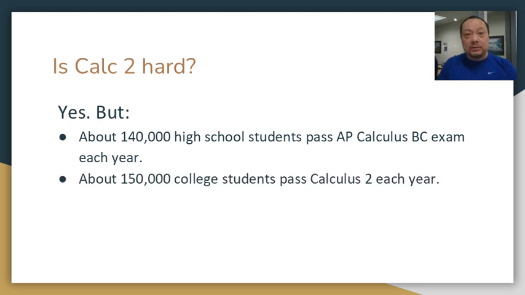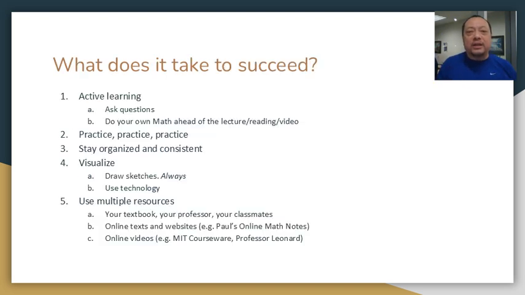In addition, about 150,000 college students pass Calc 2 at their respective colleges. In total, we're looking at about 300,000 people passing Calc 2 each year. Passing Calc 2 is hard, but it can be done. It has been done over and over again every year. What does it take to succeed in Calc 2? I have a separate video about succeeding in calculus at the link above, so check it out.